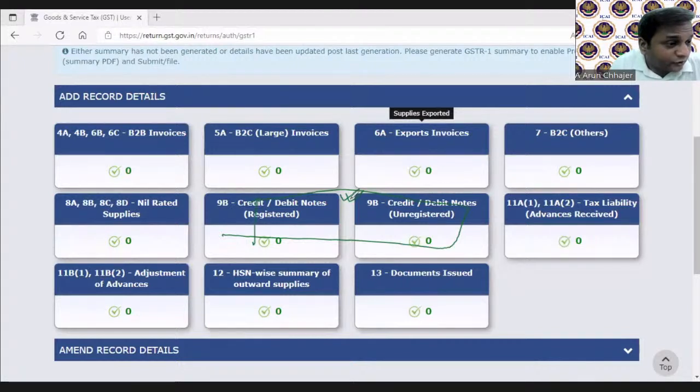Debit and credit note. So I think Namrata, you were asking the question. I hope it is clear.